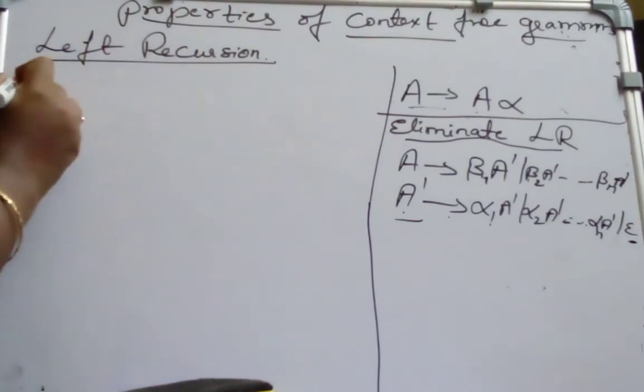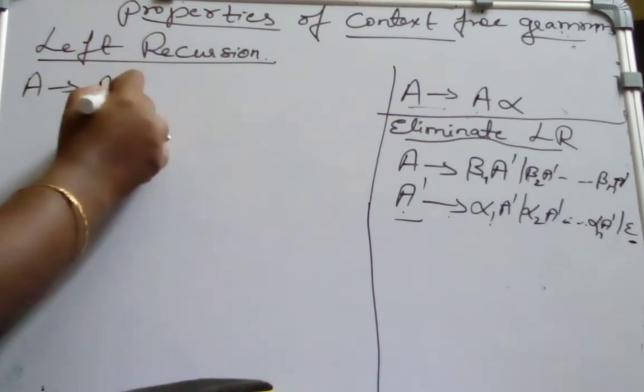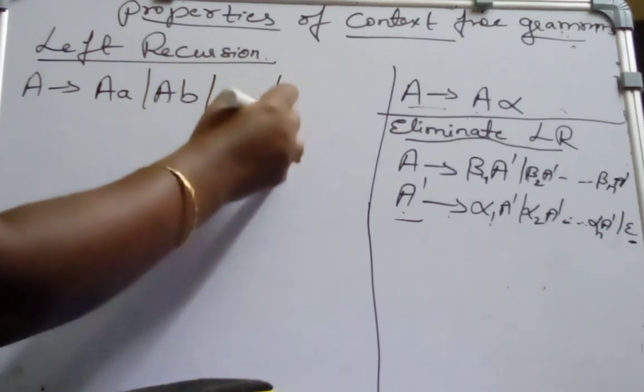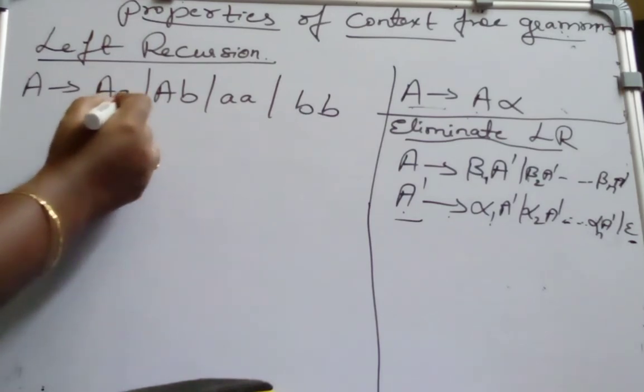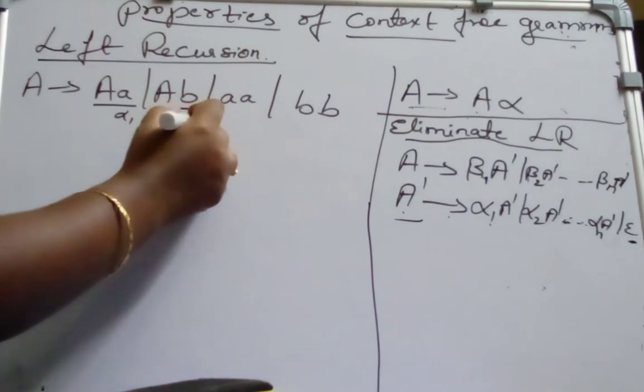How do we remove it here? For example, if I have a production A derives AA or AB or AA or BB, just now I said it is of the form A derives A alpha. This is alpha 1 and this is alpha 2.